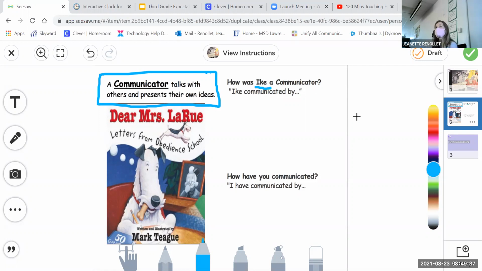Our first question says, how was Ike a communicator? Ike is our character in the story. Our sentence then says, Ike communicated by. I want you to think of some examples. How did Ike communicate in the story? I already see some third grade hands that are ready to teach. Gloria.